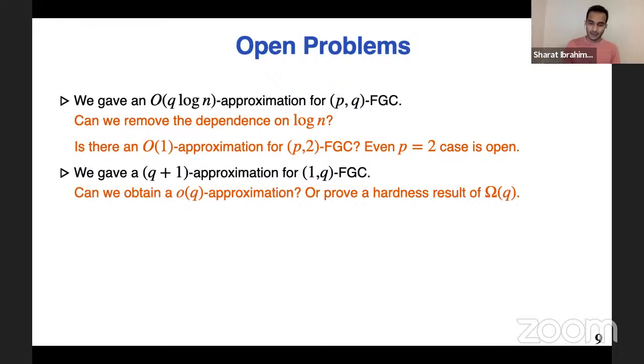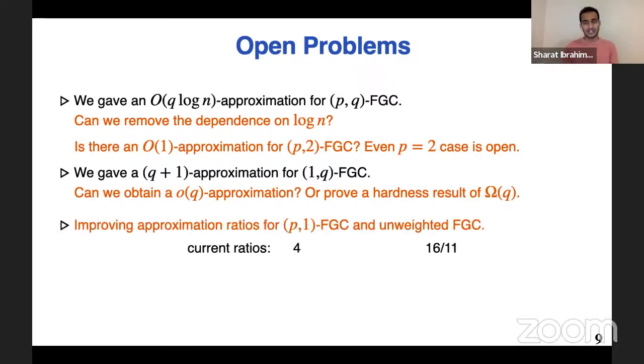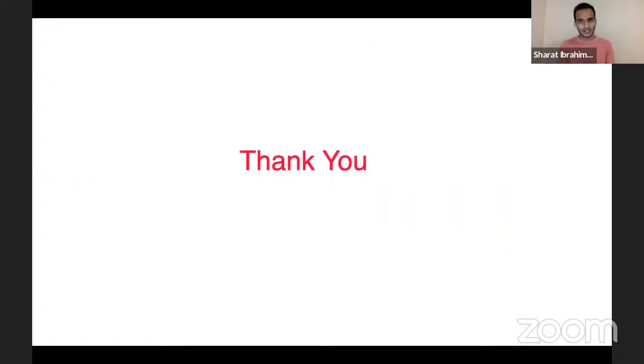Next, for 1, Q FGC, we give a Q plus 1 approximation algorithm. Can we have a little o(Q) dependence in the approximation ratio, or prove that this is impossible through a hardness result? Lastly, can we improve approximation ratios for P, 1 FGC and unweighted FGC? The current ratios are 4 and 16 over 11. With this, I would like to end my talk. Thank you for your attention.